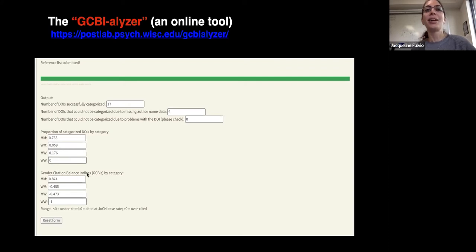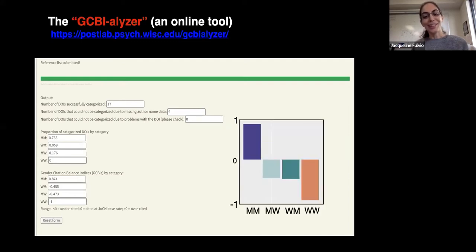The gender citation balance indices are based on that little formula that we saw earlier, where we take the observed proportions, so that's what we have up here, and we subtract the expected, so that's the base rate for JOCN in our case, and divide by the expected. And so we have a strong positive here. Again, that means an over-citation of the category, and a strong negative. And in fact, when I plot these results in the usual way, this is what we get. So we can see that our reference list followed the general pattern seen in the broader literature. And so we're no different ourselves.